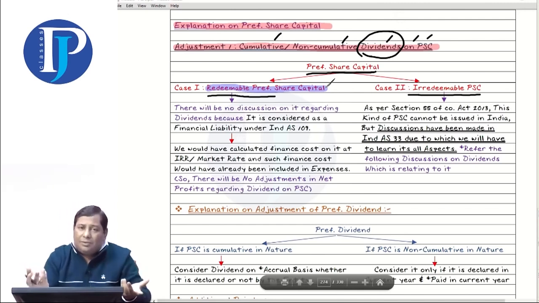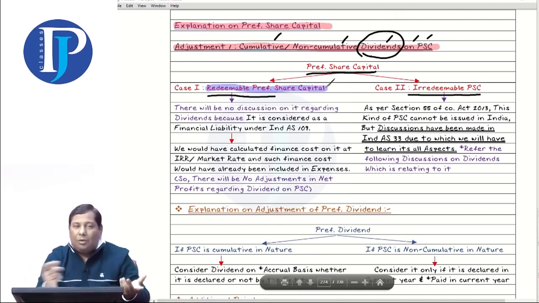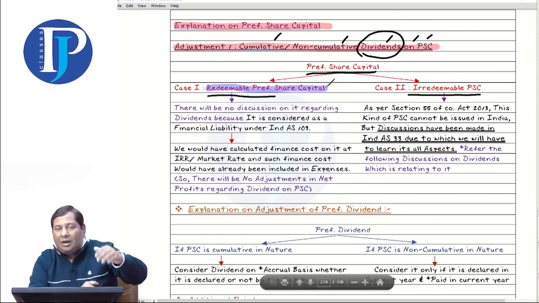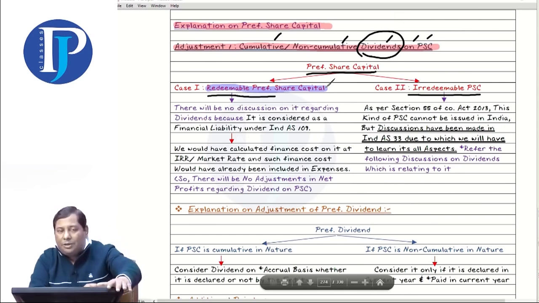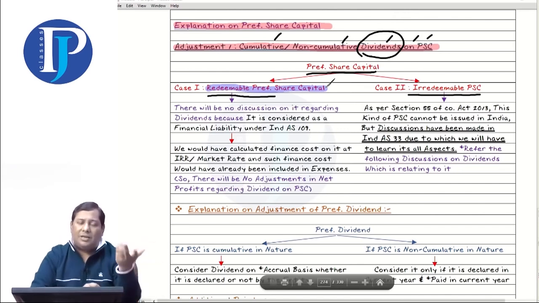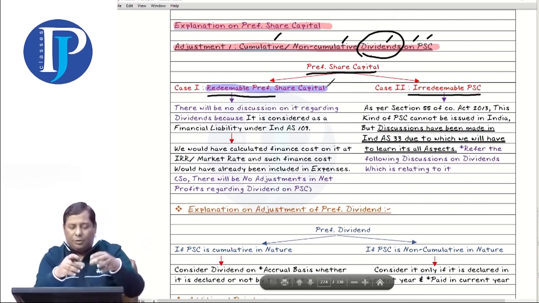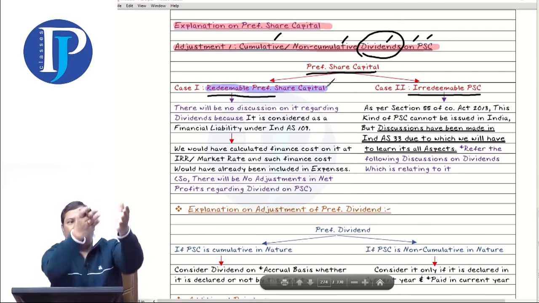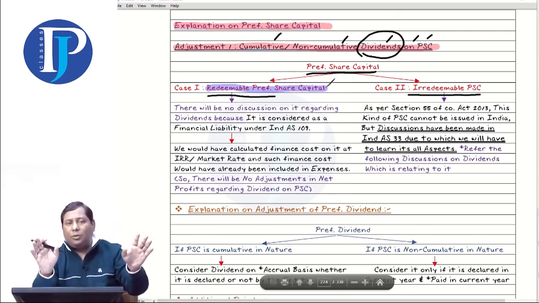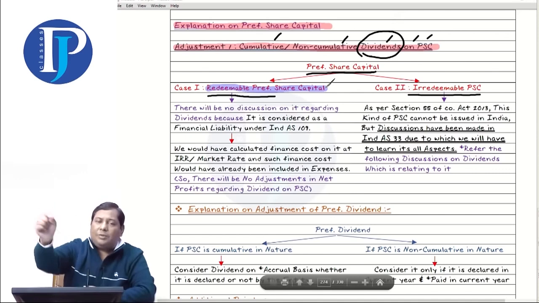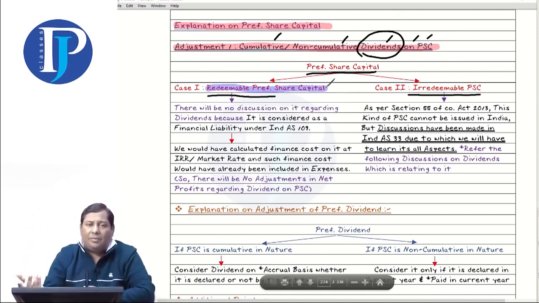There is no concept of dividend. If you have issued preference share capital on market terms, then IRR. If on off-market terms, then market rate. And the interest calculated on this is written under P&L. So for that, no special adjustment is needed. For EPS, income, expense, tax expenses are needed.